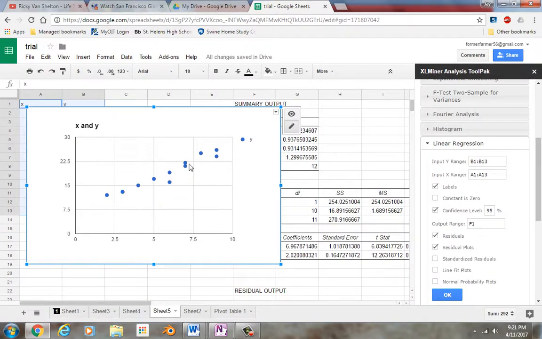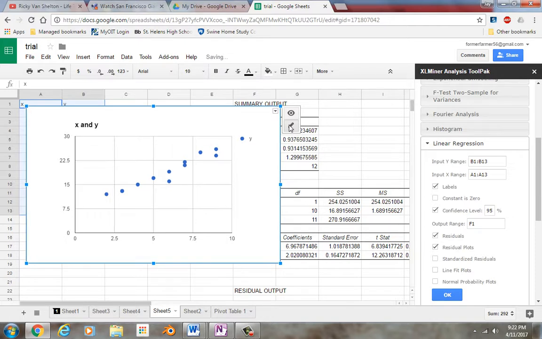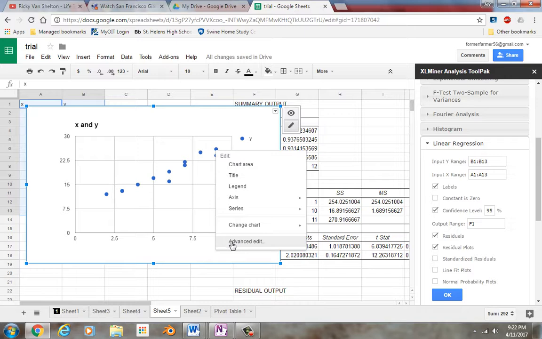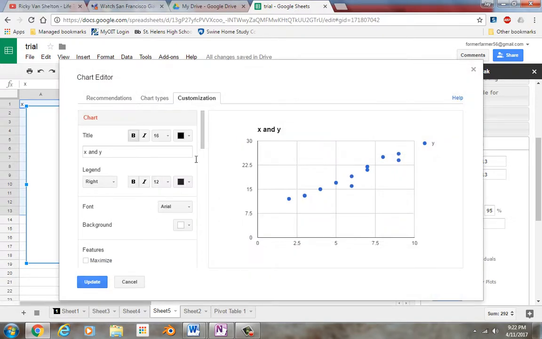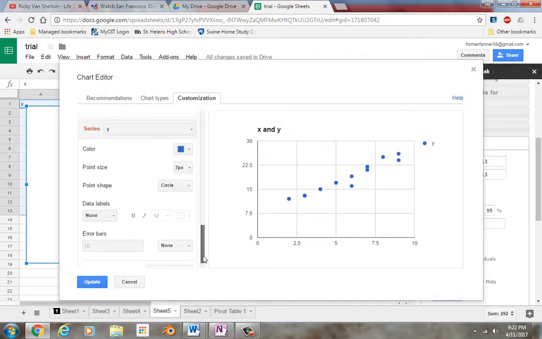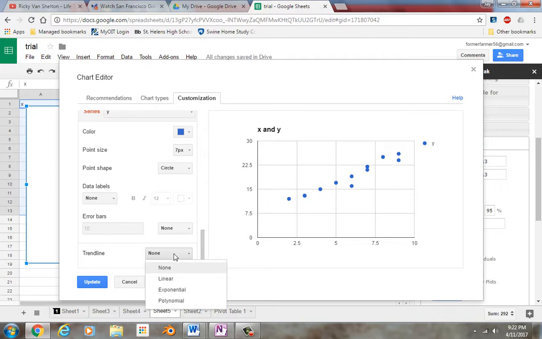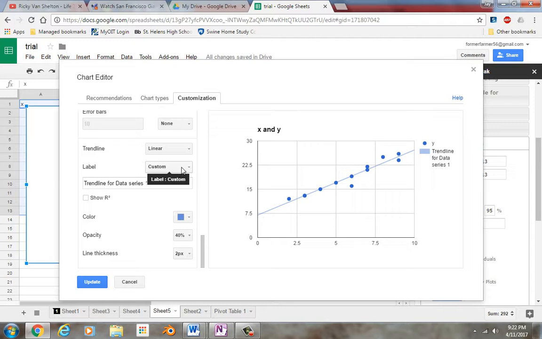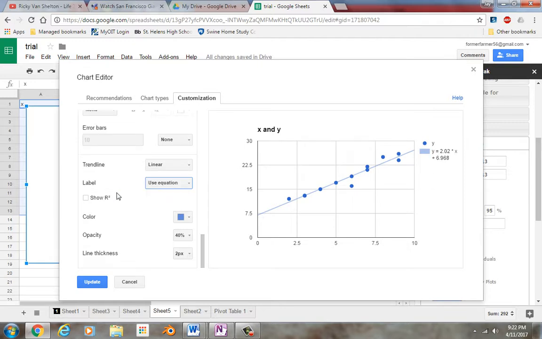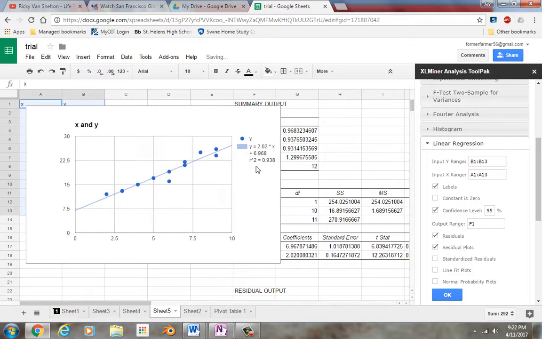And then if you come out here and you click on the edit button, well, I lied to you. Right click, I should say. Right click there. Advanced edit. This is kind of annoying. You have to know where to look for it. Yes, I want a trend line. I would like it to be linear. I would like the label to be the equation, and yes, I would like you to show r squared. So again, this is just another way to go about it.